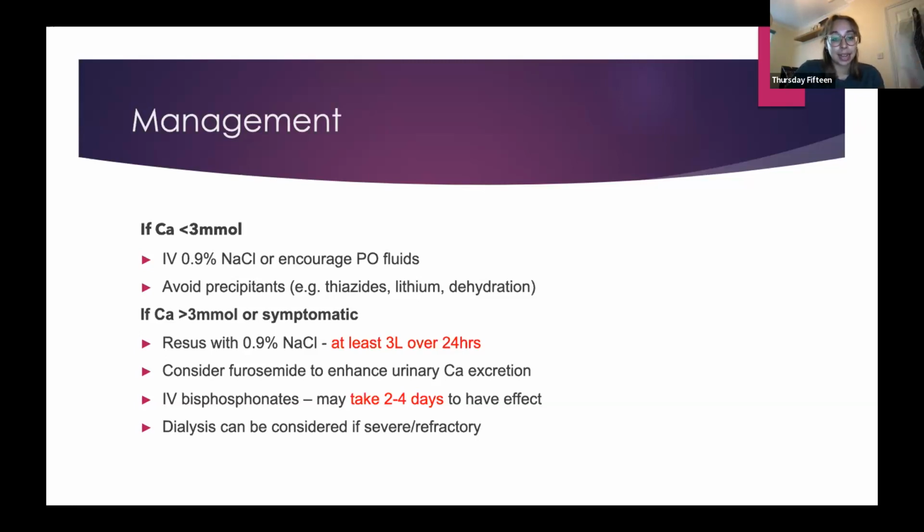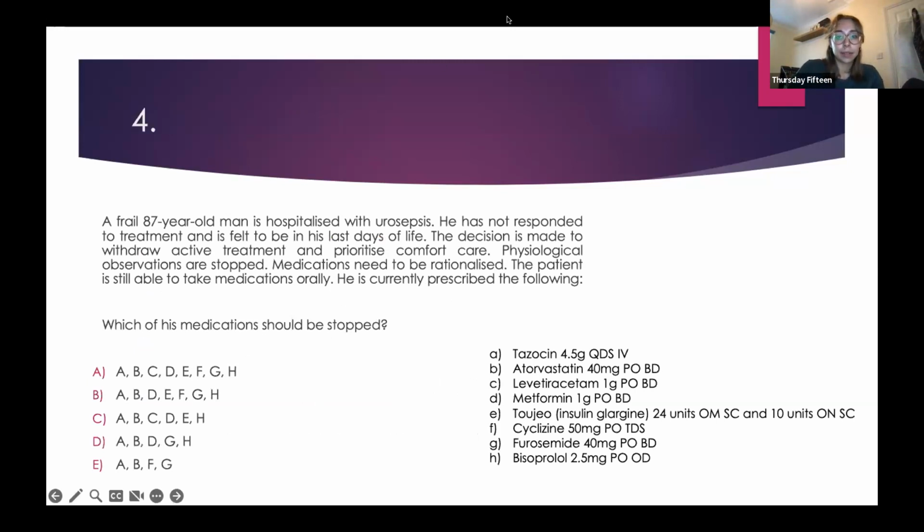So you can consider adding furosemide in at the same time to enhance your urinary calcium excretion. But the main thing that we would need to do as F1s is just resuscitate the patient. And if you're concerned about overload, then seek senior advice. IV bisphosphonates can also be used, but they can take 2 to 4 days to have an effect on the calcium level. But they do have a prolonged effect on the calcium level, so they act for like 2 to 4 weeks. And if the hypercalcemia is really severe or refractory to the above treatment, then you can consider dialysis in some patients. Okay, question 4.